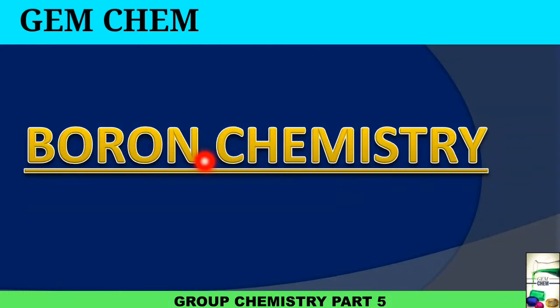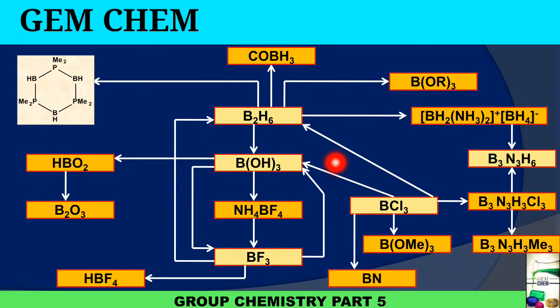Last, we will come across boron chemistry. Now, what is this all about? This is a reaction involving boron and its different compounds. And here there is a flow chart which will be helpful for you to remember all the reactions. So, this is the flow chart. We will start from B2H6. This is diborane, right?